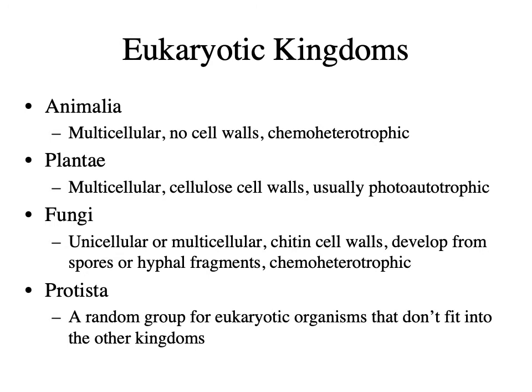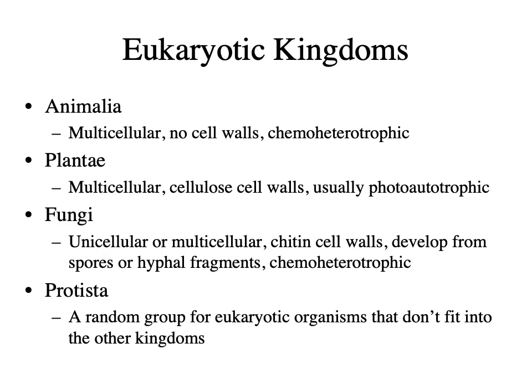In general, Animalia are multicellular, they have no cell walls, and they're chemoheterotrophic organisms. Plantae are multicellular, and they have cellulose cell walls. They are usually photoautotrophic. Fungi can be unicellular or multicellular. Remember, fungi have chitin in their cell walls, and they can develop from spores or hyphal fragments. They are chemoheterotrophic.